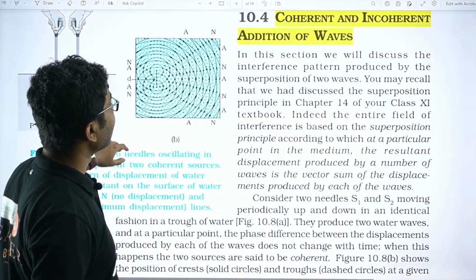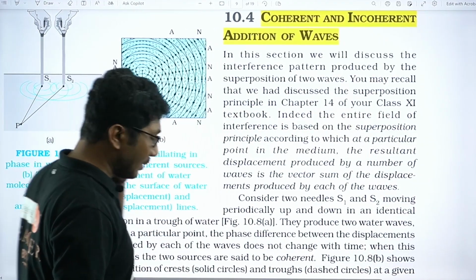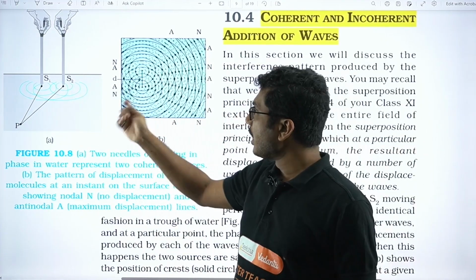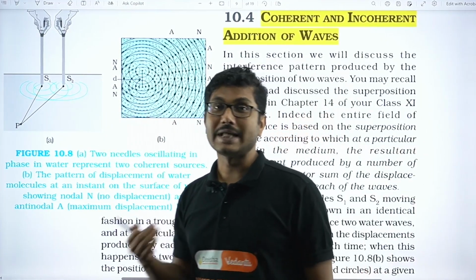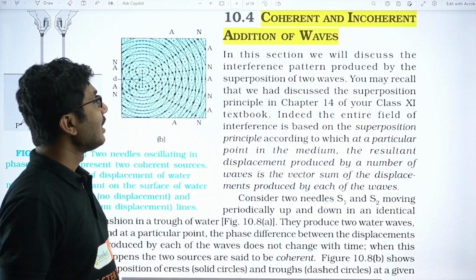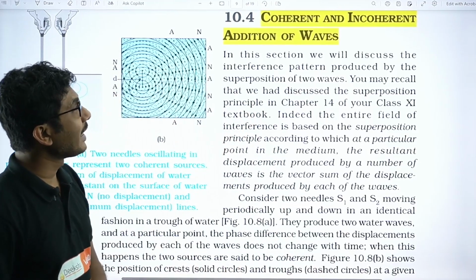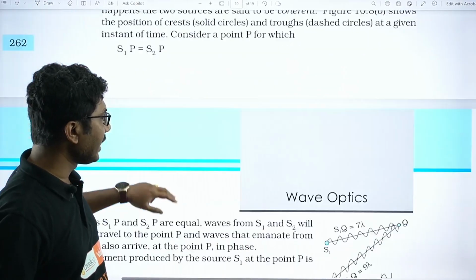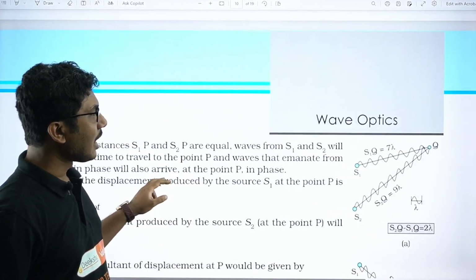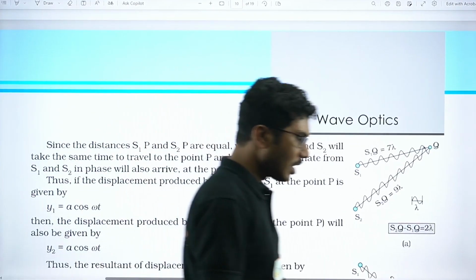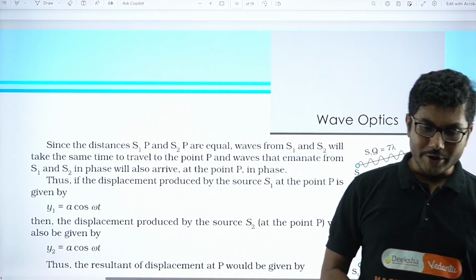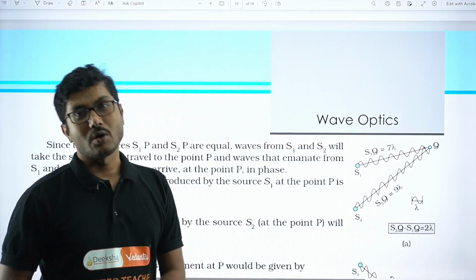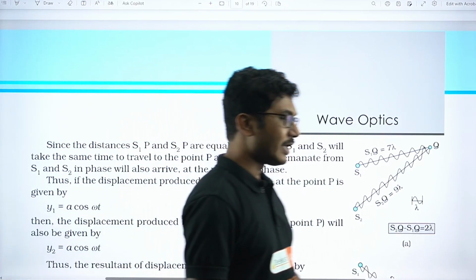Now this is a test. This is a ripple tank test where you generate two waves, try to overlap them, and watch what is happening. There are two things called coherent and incoherent addition of waves. What is the meaning of coherent? Coherent is basically when the phase relation between two waves is fixed and does not change with time. It is called a coherent wave. What is the meaning of phase relation?